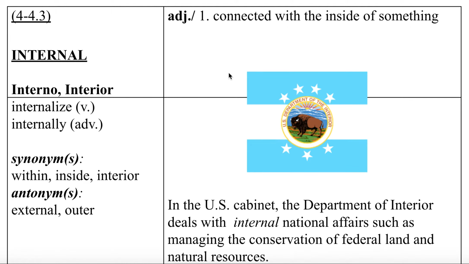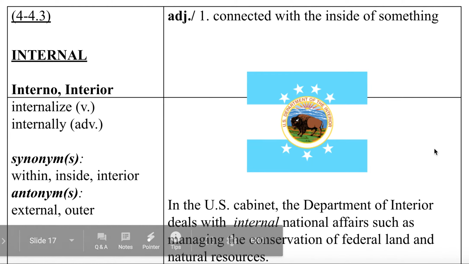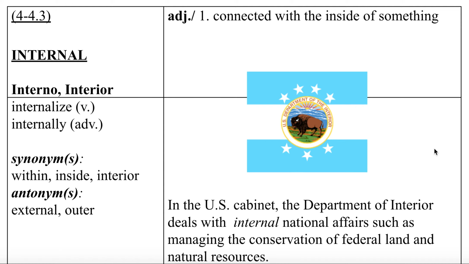Let's look in more detail at the definitions. So the first definition, connected with the inside of something. Here's an example for that. It says in the U.S. Cabinet, the Department of Interior. Interior is another synonym for internal, but as an adjective. Interior can be a noun or an adjective. But so in the U.S. Cabinet, the Department of the Interior deals with internal national affairs, such as managing the conservation of federal land and natural resources.